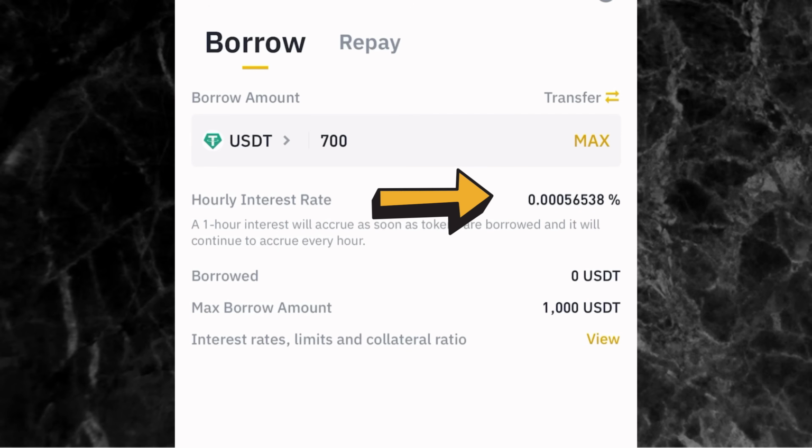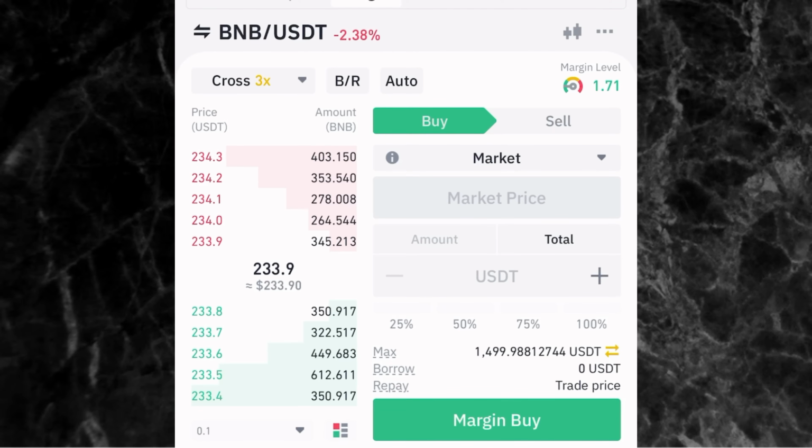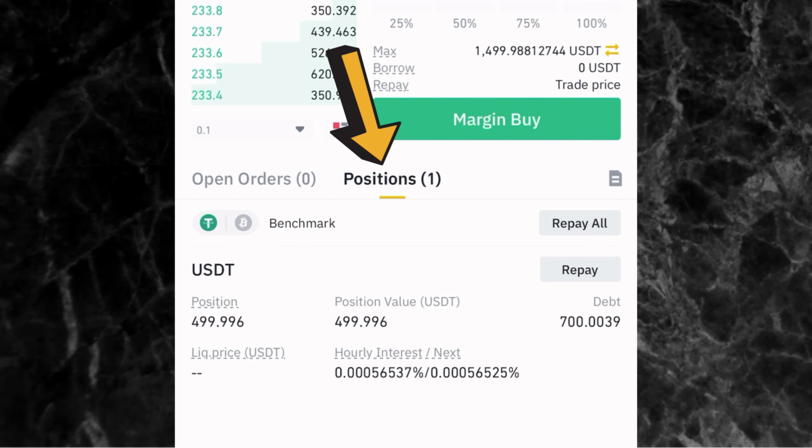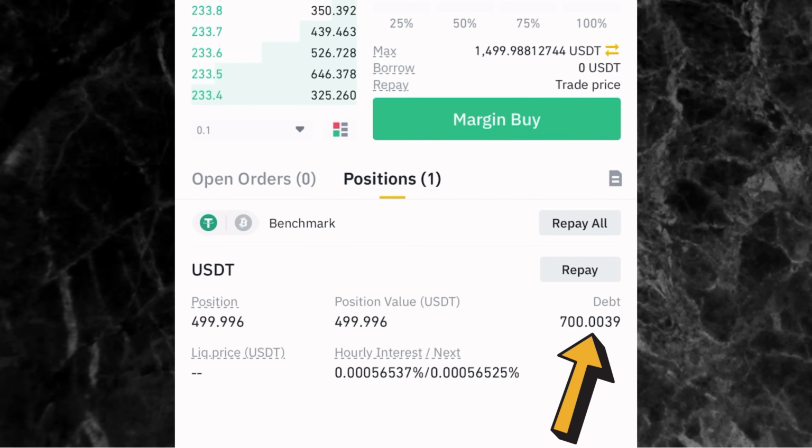And right here where you have hourly interest rate, you're going to be seeing the hourly interest rate that will be coming on your debt every 1 hour. So you always have to repay your debt immediately after your trade so that your debt will not become too much because of the interest rate. You need to take note of that. So once you've entered the amount you want to borrow, just tap on confirm. Now you've already borrowed 700 USDT, and to confirm that, you come here to where you have position. You'll be seeing that under your debt, you can see you have $700 right here.